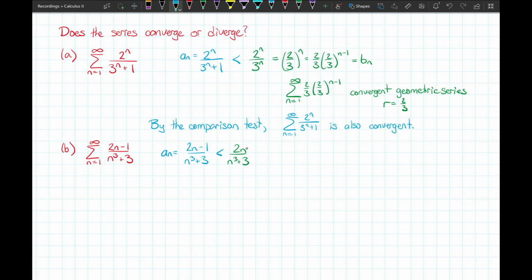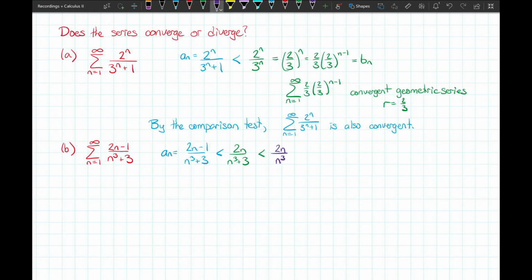But this 2n over (n cubed plus 3) is still not any kind of series that we're familiar with just yet. So let's take away this plus 3 in the denominator. That's essentially just subtracting 3 from the denominator, and that will make the new expression on the right slightly larger. So we've made our second comparison. 2n over n cubed is larger than 2n over (n cubed plus 3), and since the inequalities all point in the same direction, that also tells us that 2n over n cubed is greater than our original nth term, a_n.